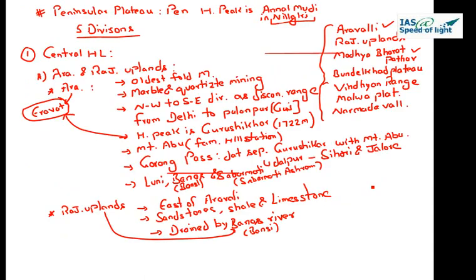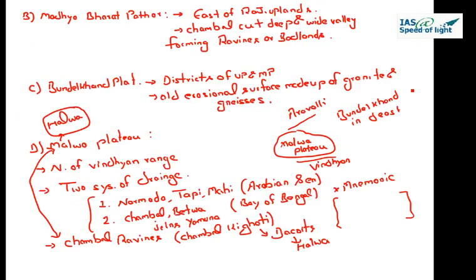So what we have completed till now: the Bundelkhand Plateau and the Malwa Plateau. Now we'll come to the Vindhyan range. So E, the fifth part, is the Vindhyan range. This part requires a bit of patience because it's a big part, and it's easy if we go point by point. Just giving a lecture with PPTs will not serve the purpose for this part.